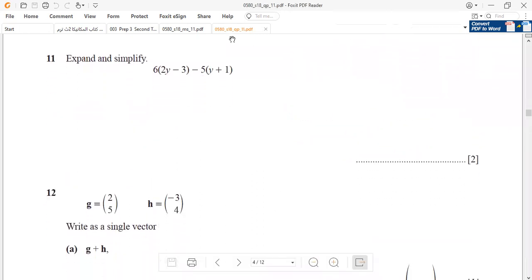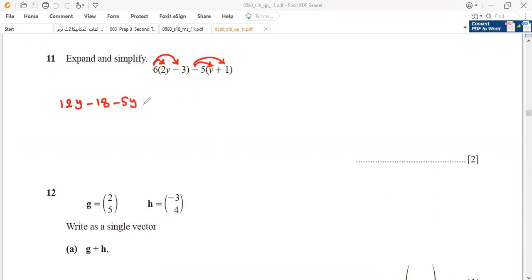In question 11, expand and simplify 6 bracket 2y minus 3 minus 5 bracket y plus 1. First of all, distribute 6, multiply it by 2y minus 3. 6 multiplied by 2y equals 12y. 6 multiplied by negative 3 is negative 18. Then go to the negative 5, multiply by y, and then multiply by positive 1. Negative 5 multiplied by y is negative 5y. Negative 5 multiplied by positive 1 is negative 5.